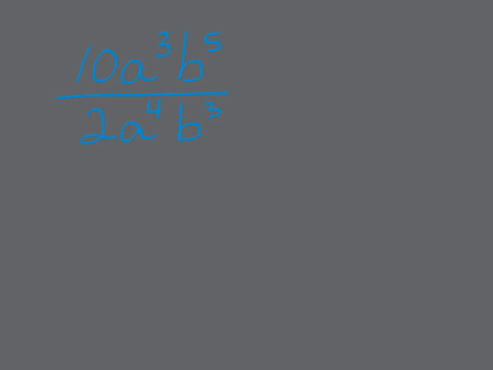Now let's check this out. We have 10a to the 3rd b to the 5th, divided by 2a to the 4th b to the 3rd. We are dividing. So the coefficients we divide as we normally would. 10 divided by 2 is going to give us 5, or 5 over 1. And then we look at the a variable. We look at the exponents.